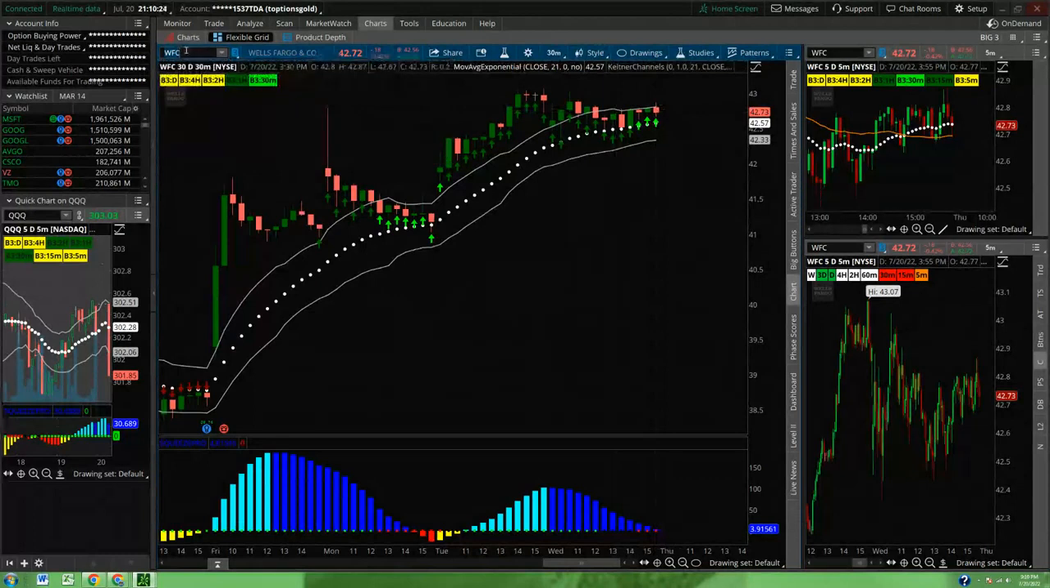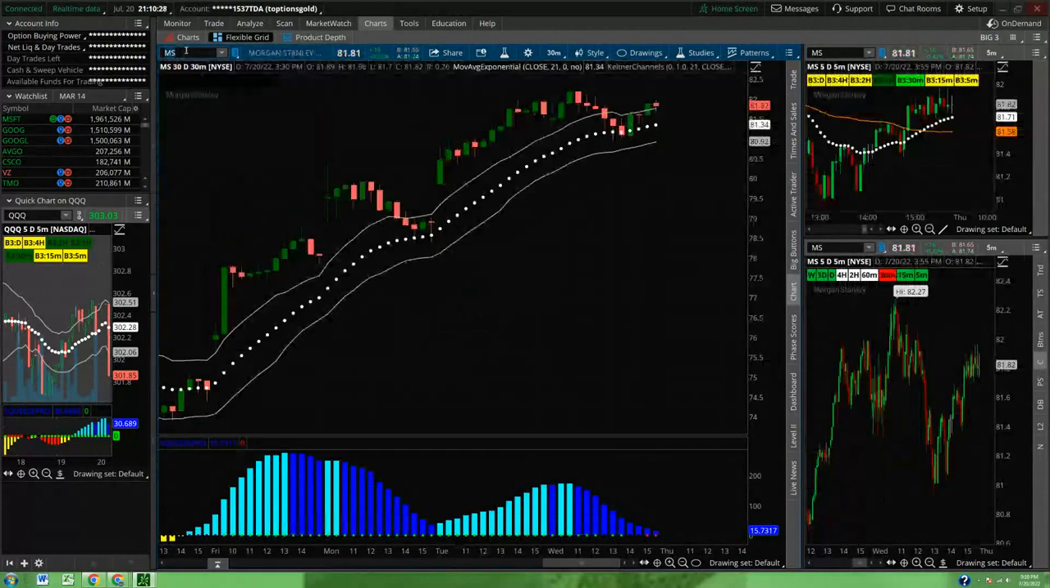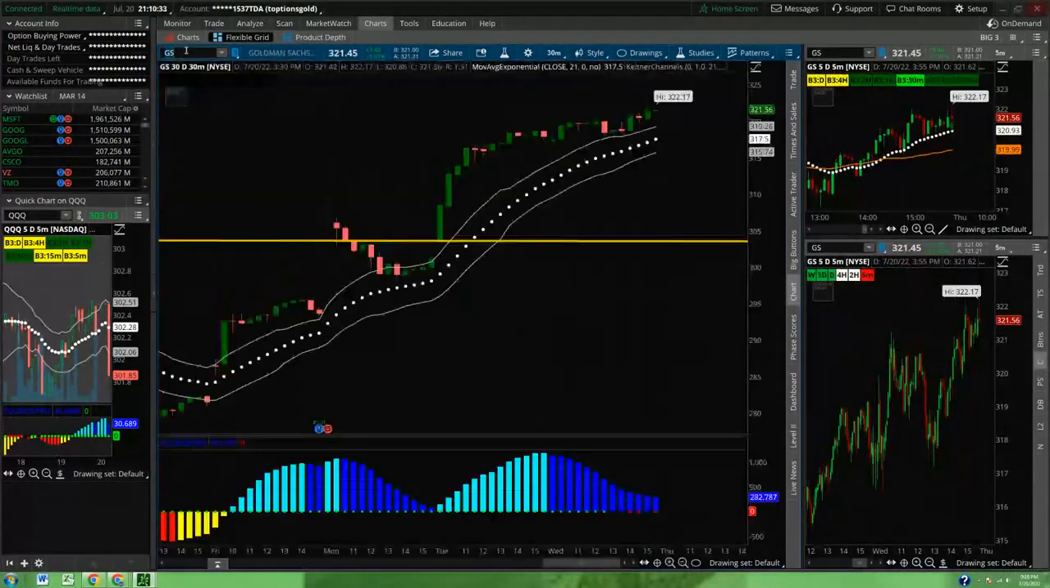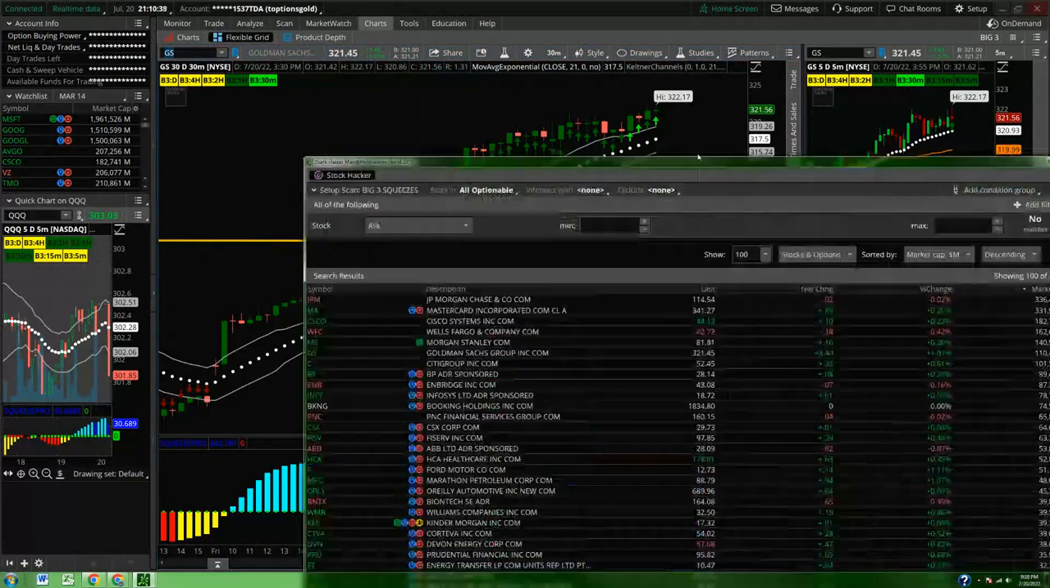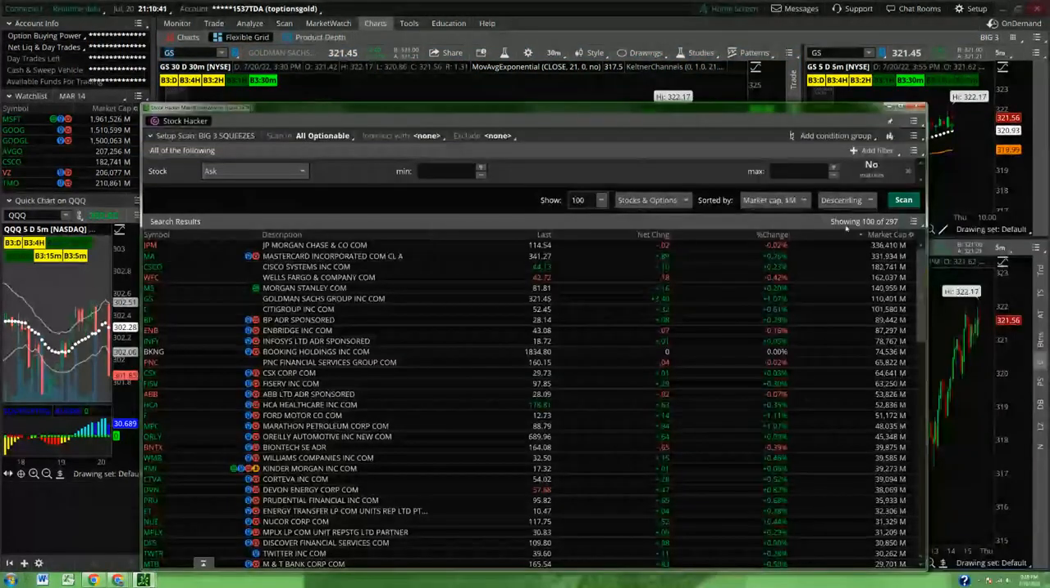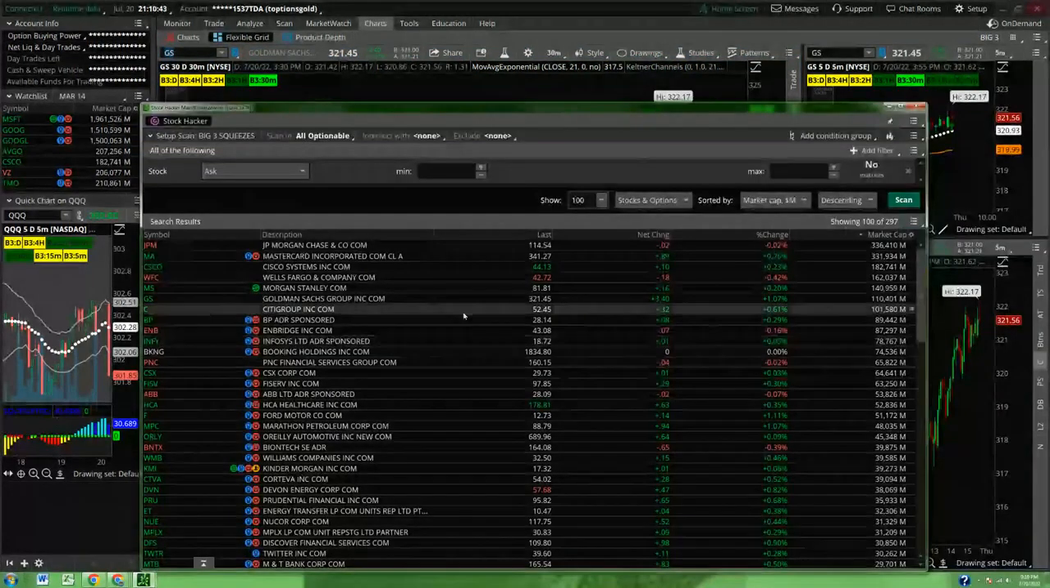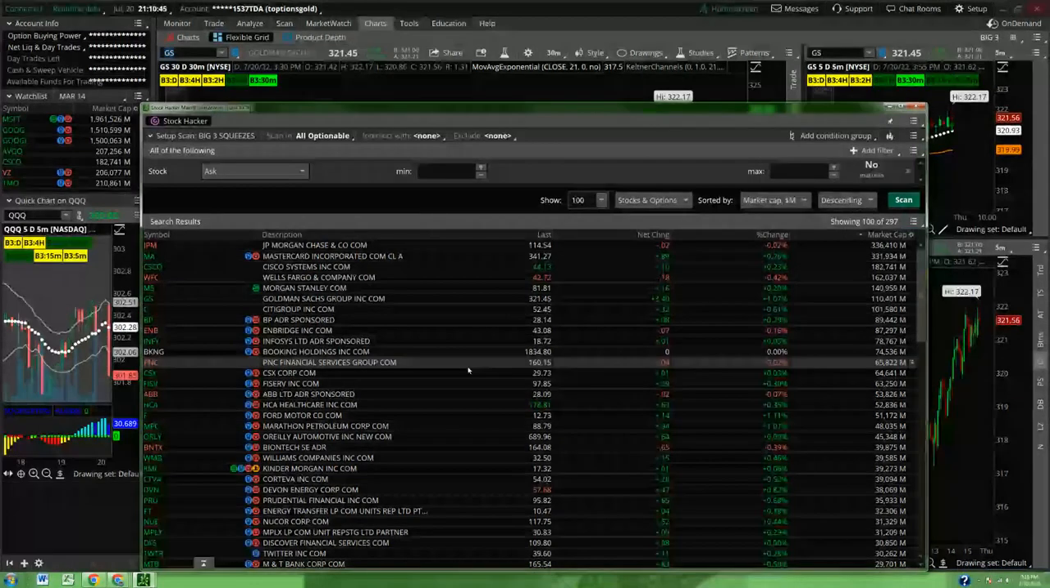Wells Fargo, beautiful 30 minute squeeze. How about Morgan Stanley? The banks are taking over. Beautiful. How about Goldman Sachs? Beautiful. You guys get the point. I'm not going to take you through all of them, but if I show you the scan here, that's 130 minute squeezes that fit all of my bullish criteria.